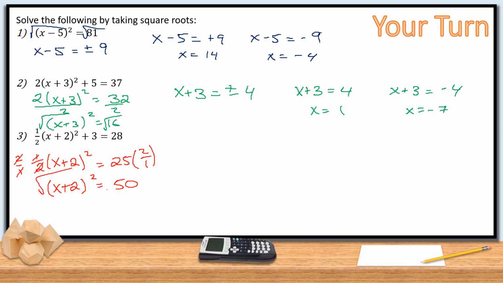Square root both sides. We get x plus 2 is equal to plus or minus whatever the square root of 50 is. Now this is where you need to go dig back into the geometry archive and remember how to simplify square roots. And if that's something you do not know how to do, again, go to YouTube, simplify square roots or simplify radicals, and it will come up for you.